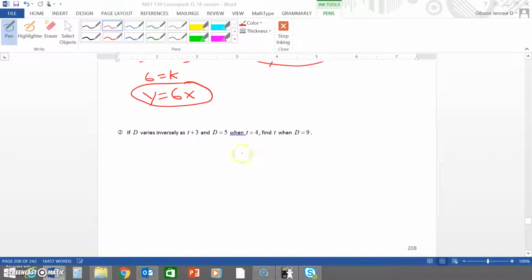Now we go here. If d varies inversely as t plus 3 and d is 5 when t is 4, find t when d is 9. Okay, so now we have d varies inversely, so that would be k over t plus 3, because whatever it varies inversely as, the k goes above that. So now they tell us d is 5, and they tell us t is 4.